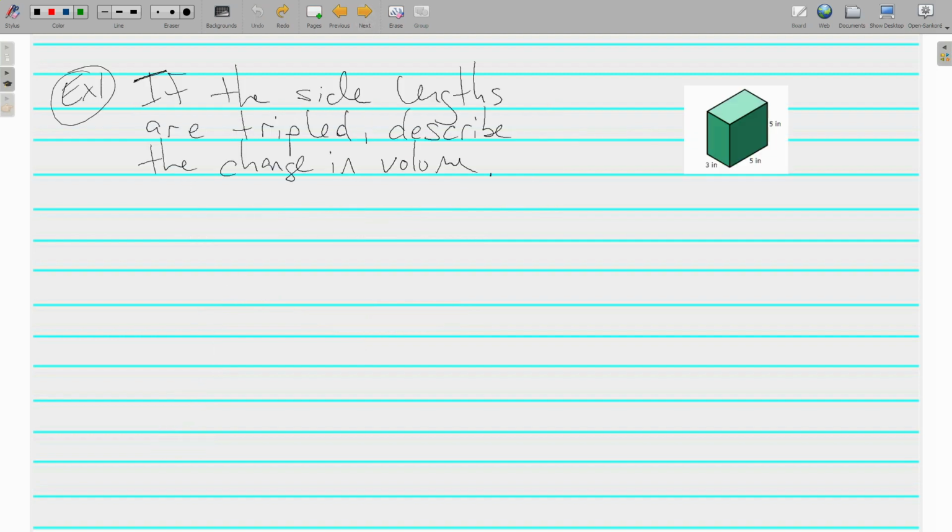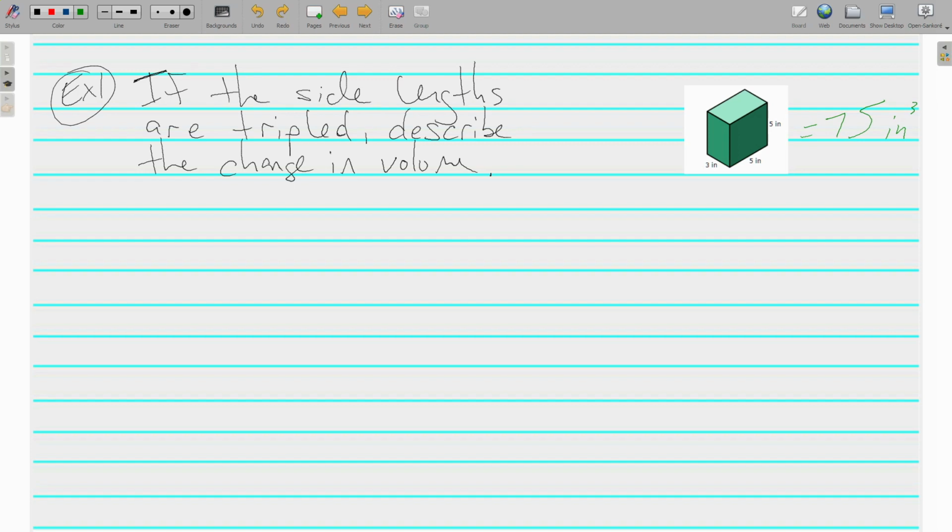Here we have a rectangular prism, and it says if the side lengths are tripled, describe the change in volume. We could figure out the volume of this figure. Length times width times height, we'd have 3 times 5 times 5. So this one would actually be 75 cubic inches. Remember, it's volume, so it's cubed. And we could follow the directions.